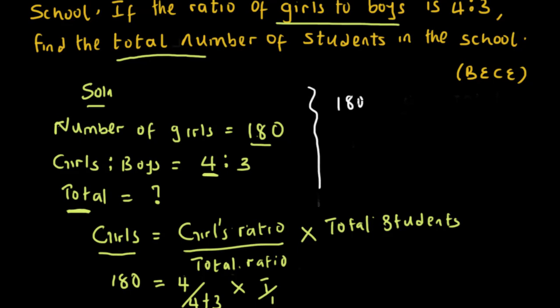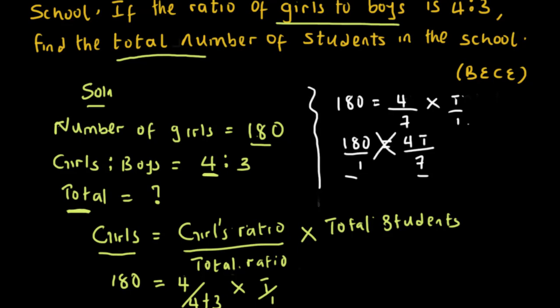We'll be having 180 equals 4 all over 4 plus 3 is 7 times T over 1. Do you understand? So we have 180 equals 4 times T is 4T all over 7 times 1 is 7. And remember, we can put this as over 1. So when we have one fraction on either side of the equals to, we can cross multiply. Does that make sense? So 4T times 1 will give us 4T equals 180 times 7. If you like, you can multiply it, you will still get the same thing.